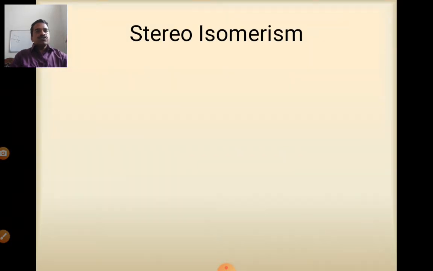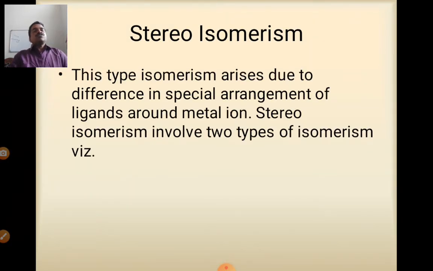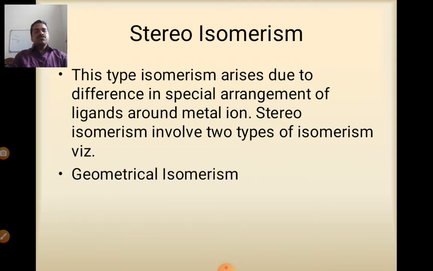Now we will see stereoisomerism. As its name indicates, stereo, there is a difference in the spatial arrangement of groups in space. That's why it is called stereoisomerism. They have the same molecular formula and the same structural formula, but the arrangement, the direction of groups, is different in space. Stereoisomerism is again classified into two classes: geometrical isomers, which are either cis or trans, and optical isomers.